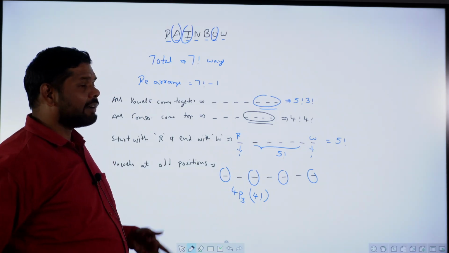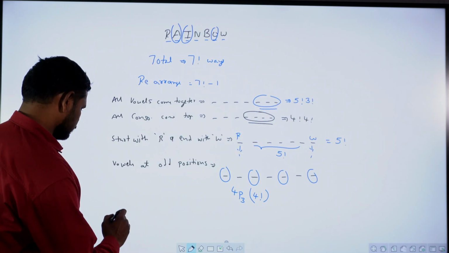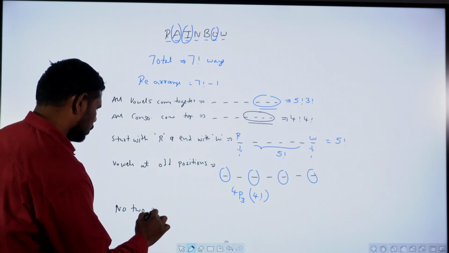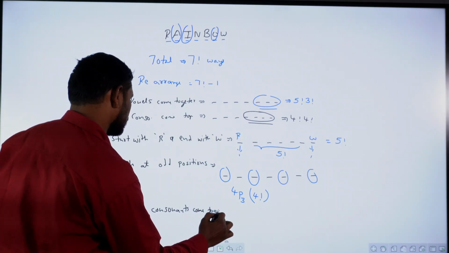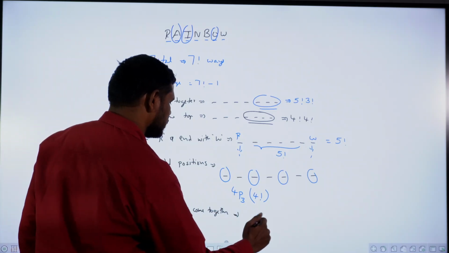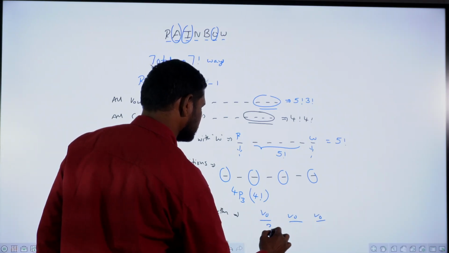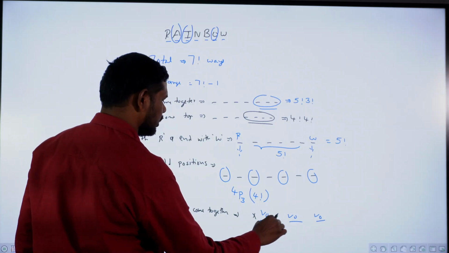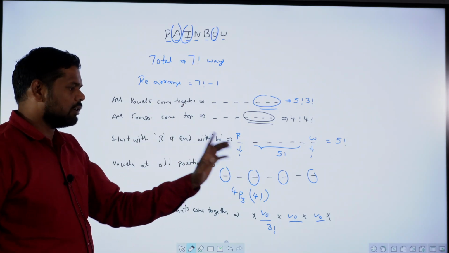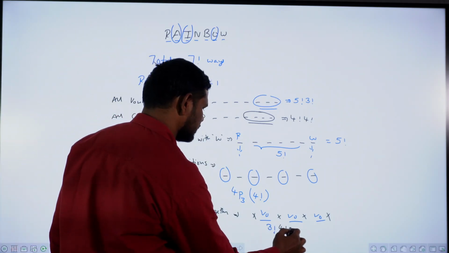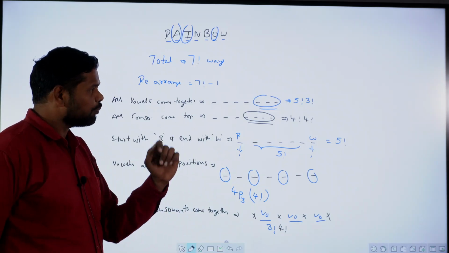Suppose all vowels never come together. Total 7 factorial minus 5 factorial into 3 factorial. Now, no 2 consonants come together. No 2 consonants come together means first you need to fill the vowels. The 3 vowels can be arranged in how many ways? 3 factorial ways. Now how many gaps are there? 1, 2, 3, 4 gaps. Consonants are also how many? 4. 4 consonants and 4 gaps, in 4 factorial ways. So no 2 consonants come together in 3 factorial into 4 factorial ways.